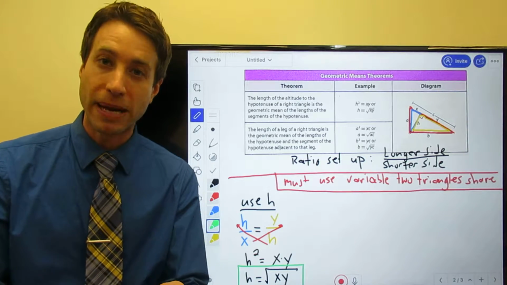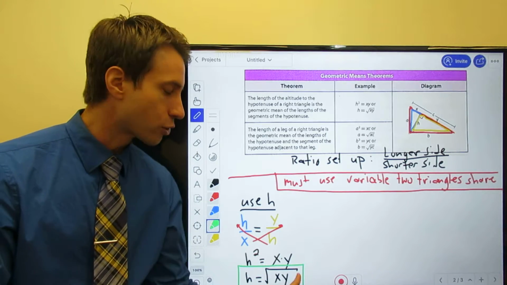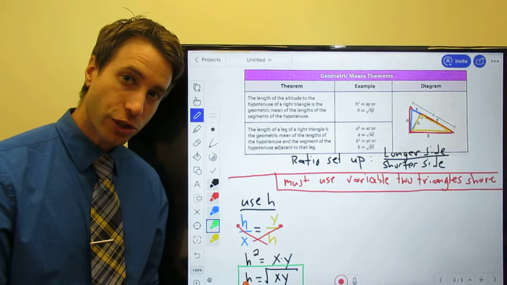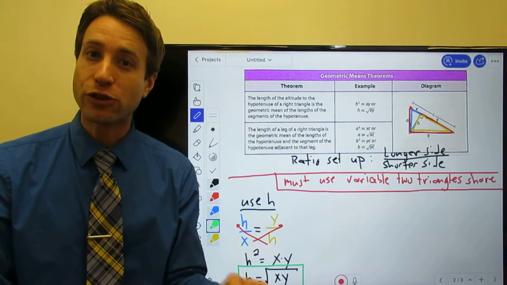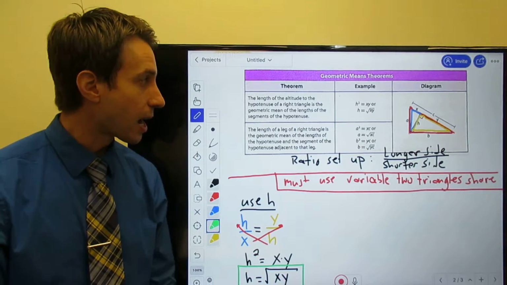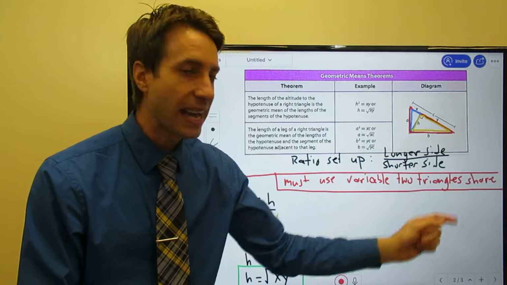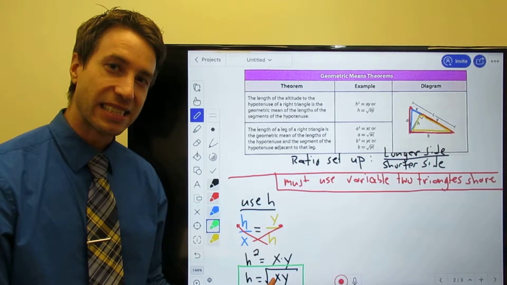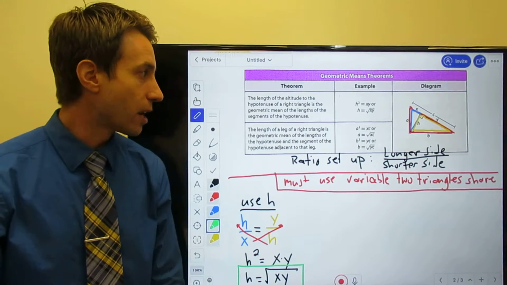Guys, that's a geometric mean. Remember, we said the geometric mean was the product of two numbers that you take the square root of. So H, this altitude, is the geometric mean of X times Y, X the leg of the blue triangle and Y the leg of the yellow triangle. This is a geometric mean. Let's find another one.